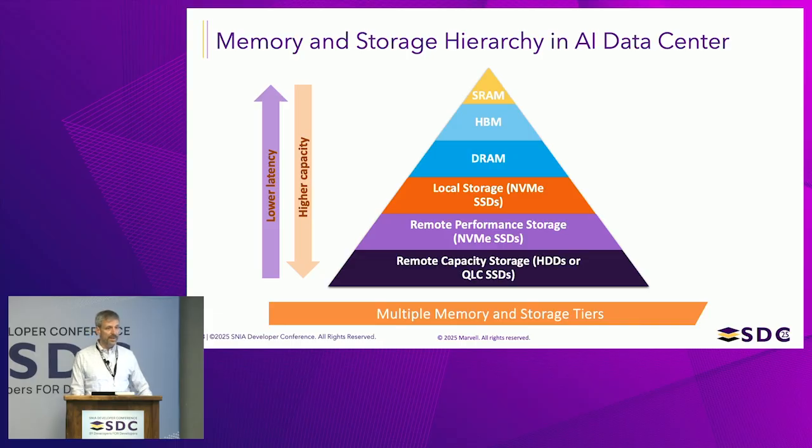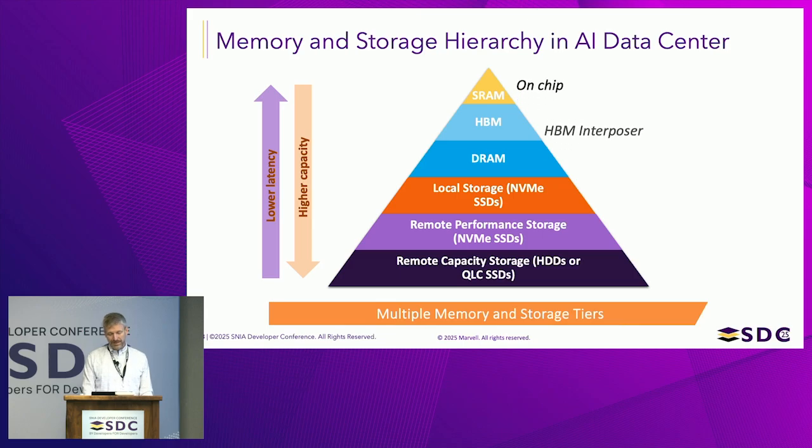Local storage within the AI compute node, so local NVMe SSDs typically. Then remote performance storage. Often these are also NVMe SSDs, and then remote capacity storage, where you have HDDs or QLC SSDs. So of course the capacity increases when you go from top to bottom, but the latency also increases when you go from top to bottom.